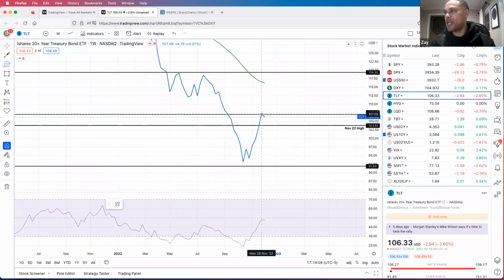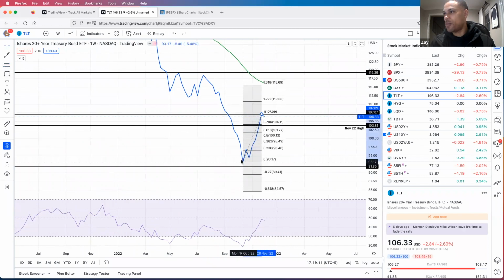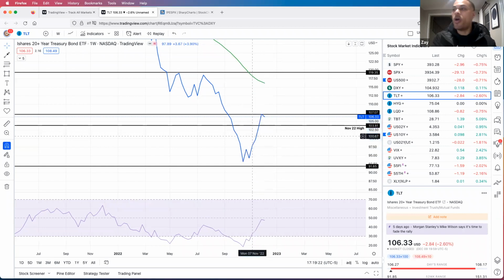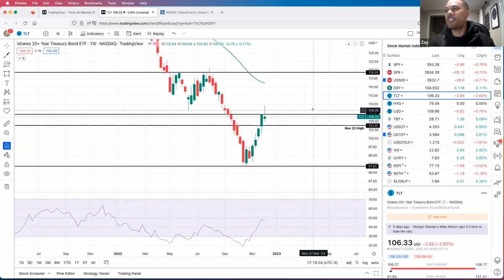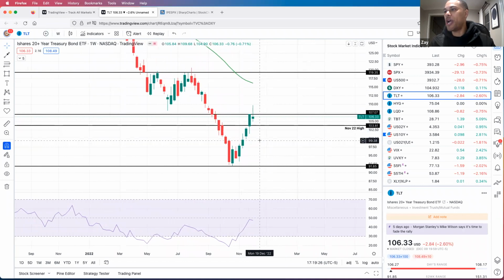So say this is the peak, and then this is where we started to run. The 50% retracement gets you to $100, right? And then you got 101.77 as the 0.618. So really $100 is where we don't want to see the bonds break down past. If they break down past $100, then this was just a relief rally for the bonds, and ultimately bonds are going to start selling back off.